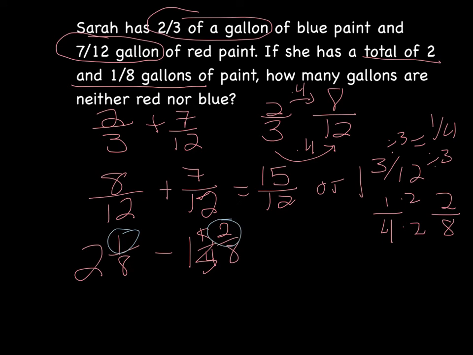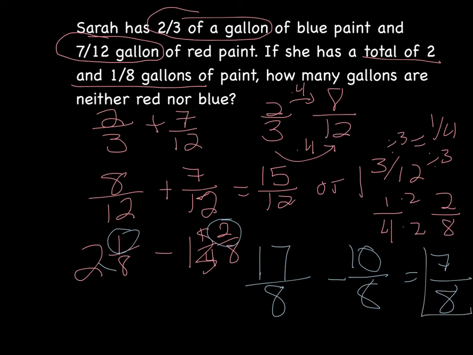So I'm going to make these improper again. So 2 times 8 gives me 16, plus that 1 is 17. So I have 17/8 minus, 1 times 8 is 8, plus the 2 is 10. So I have 17/8 minus 10/8, which would tell me I have 7/8 left over. And that would be your final answer because it's already in simplest form.